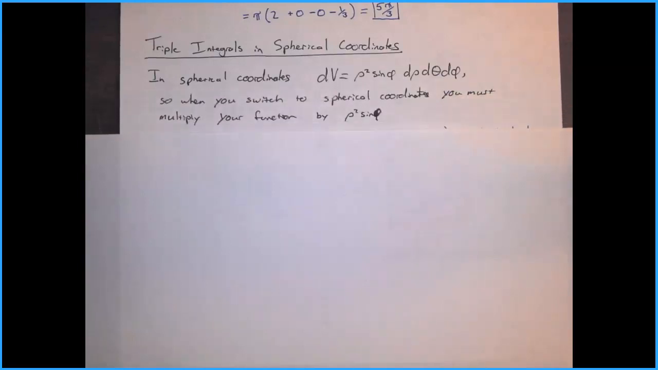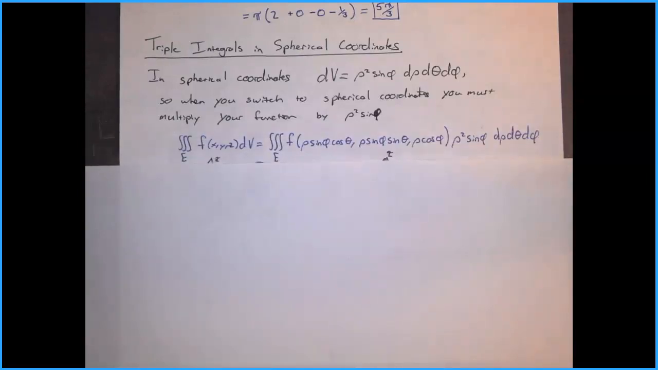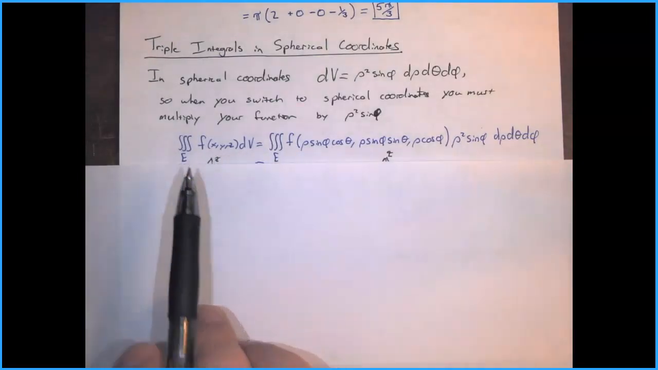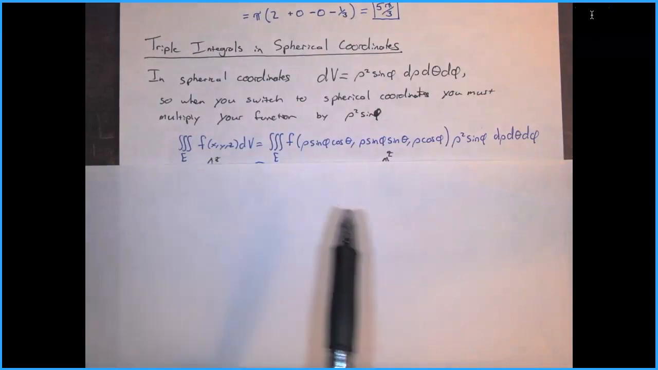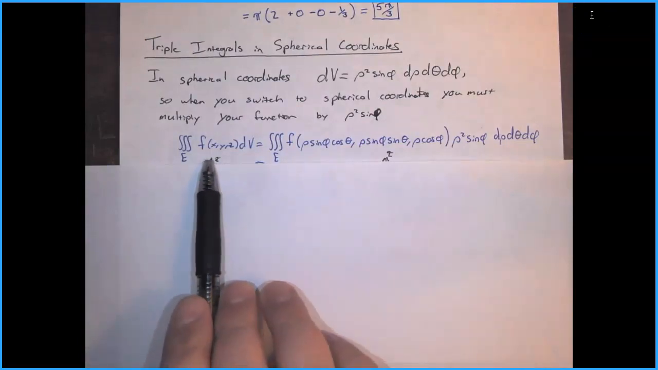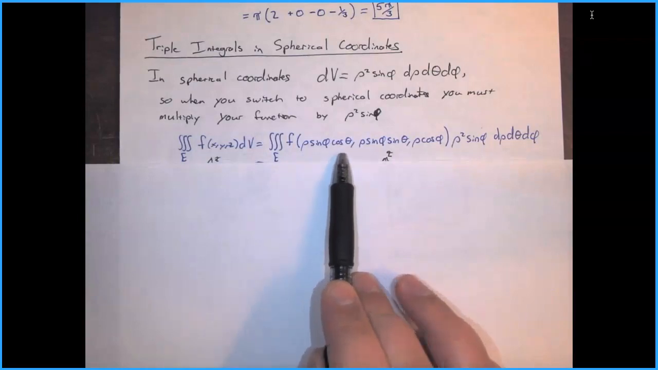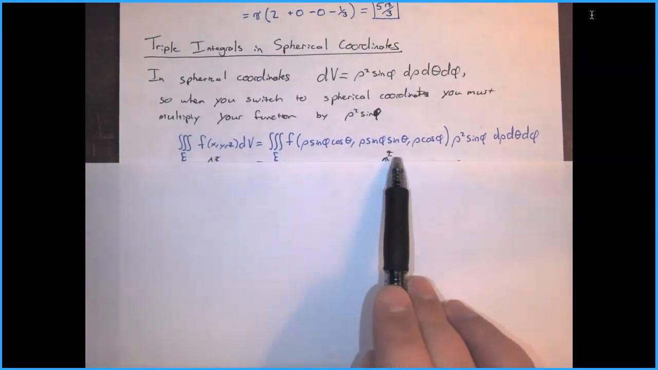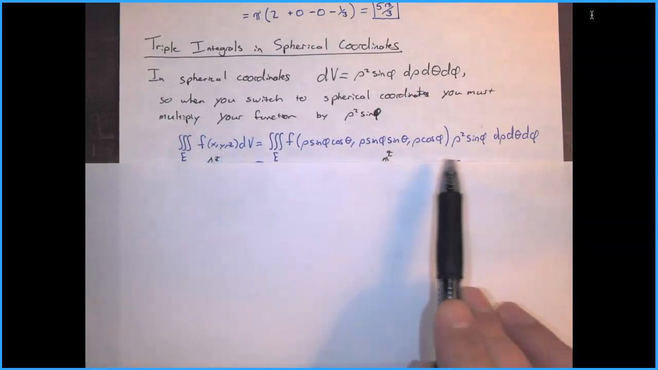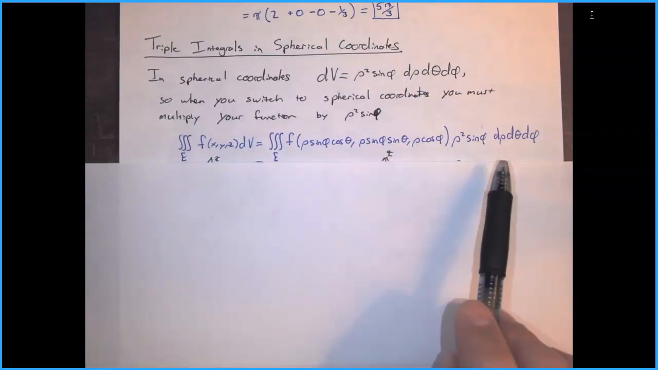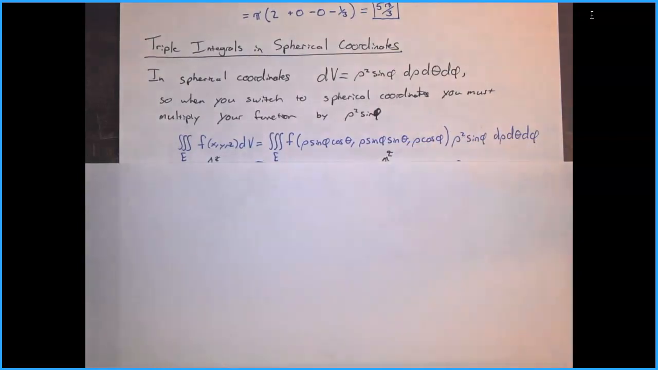So that means when you switch to spherical coordinates, you must multiply your function by rho squared sine phi. So if you have some function that you want to integrate over a region E, that function's in Cartesian coordinates x, y, z, you have to replace x with rho sine phi cosine theta, replace y with rho sine phi sine theta, replace z with rho cosine phi, and also multiply your function by rho squared sine phi. So that seems like a lot. And in some cases, it will be.